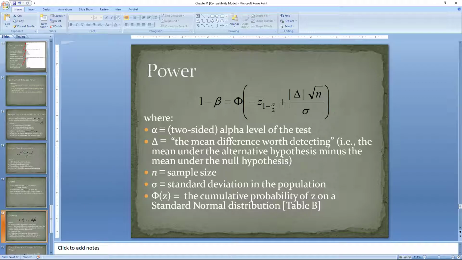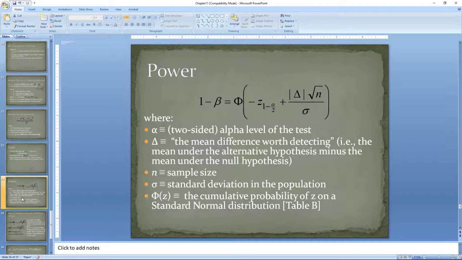Power. So when we get to power, power is equal, remember, to 1 minus beta. To calculate power, we have our formula here, where phi is going to equal a negative z of 1 minus alpha over 2 plus the absolute value of delta, times the square root of n over our standard deviation. These just express what they are, and when you find out your phi, that's what you're going to look up in your table B. So it's going to equal the z-score in table B, and that's going to tell us the power associated with the test.